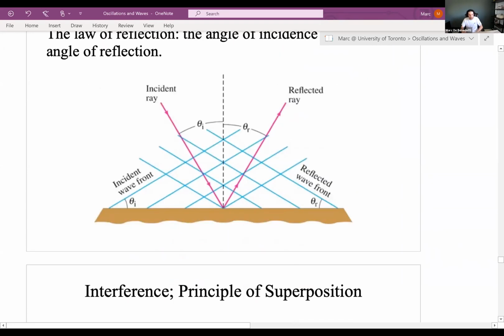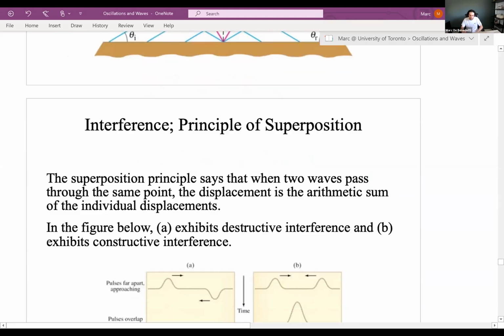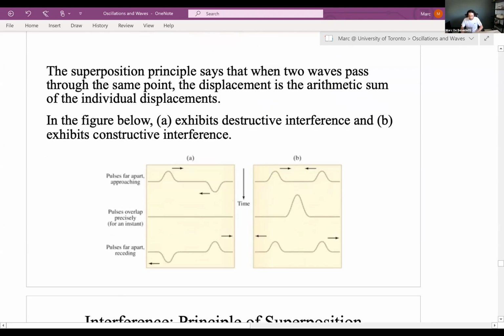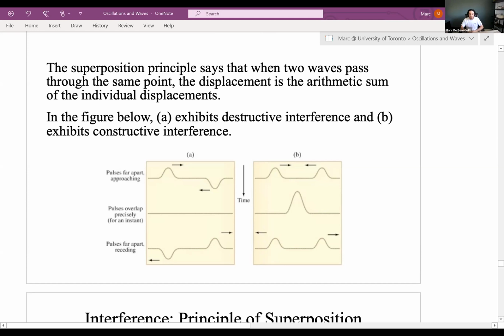We'll get into this a little bit tomorrow when we talk about sound. Before I let you go, I just want to mention a few more things. The nice part about waves is they can interfere with each other, and it's called superposition.